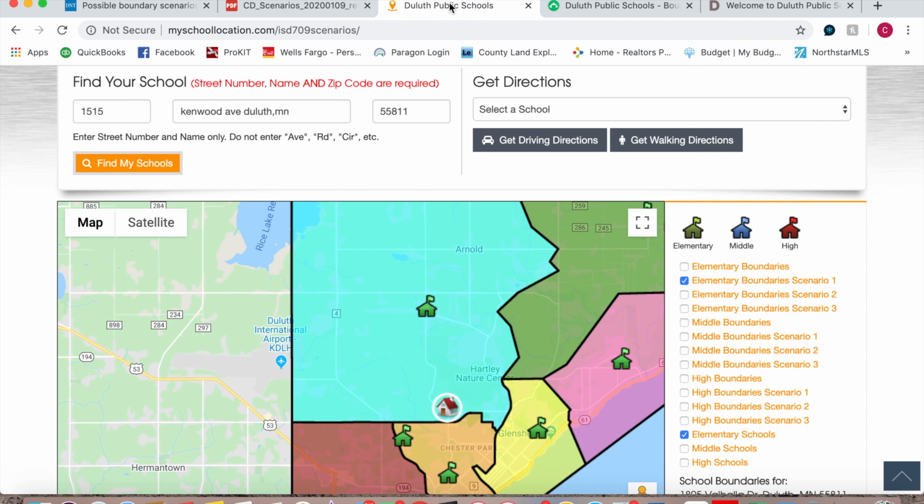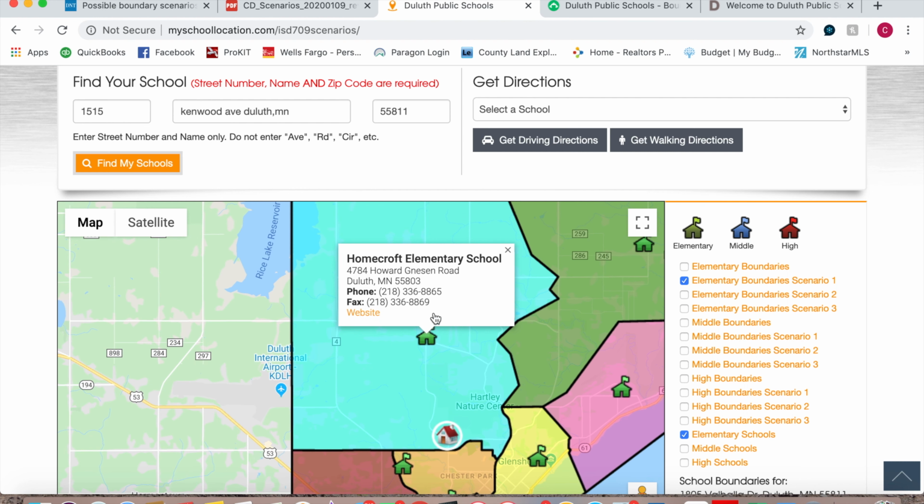Now we're going to dive in and put in a real address to see how these different scenarios would affect you. This is a really great tool for anyone who's curious how it's going to affect them. You put your address in. We chose Kenwood Avenue because it's very centrally located and it's affected by every single scenario. So 1515 Kenwood Avenue happens to be a business, and it's right here as it pops up. On elementary boundary scenario number one, you can click on it and it'll tell you Homecroft Elementary School is the school associated with that address.